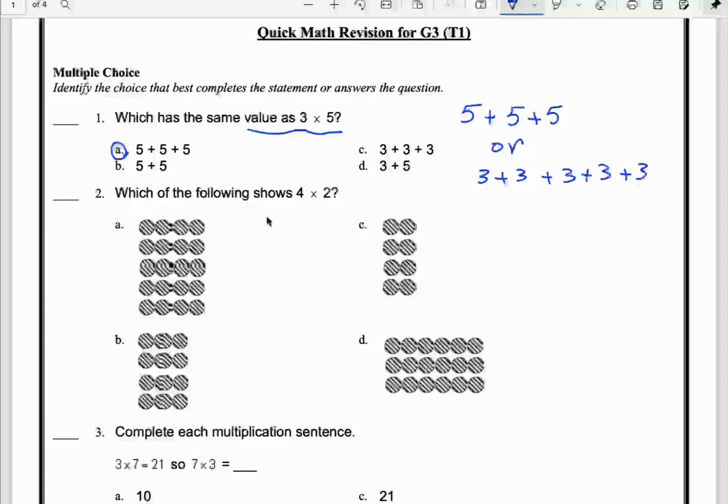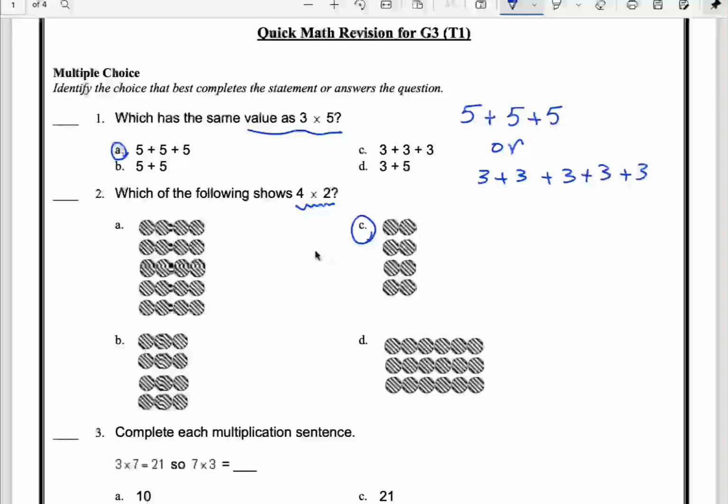Okay, the second question. Which of the following shows 4 multiplied by 2? So we need 4 rows of 2. But as you can see here, we don't have this. We do not have 4 rows of 2. So let's check if we have 2 rows of 4 using commutative property. These two are the same. So 2 rows of 4, we have 4 rows of 2 in C. I'm sorry, my heroes. C is 4 rows of 2.